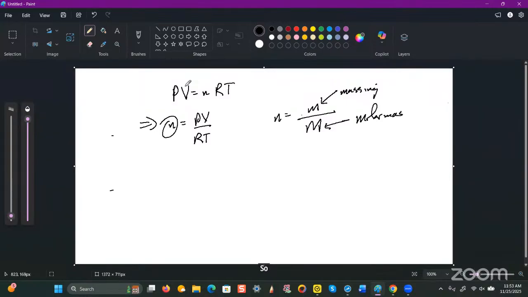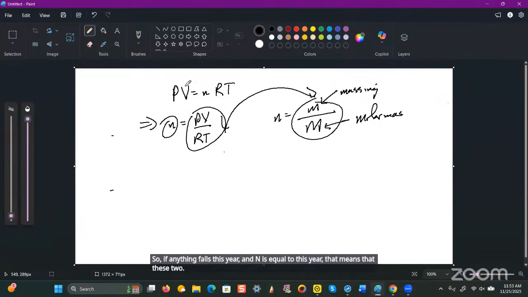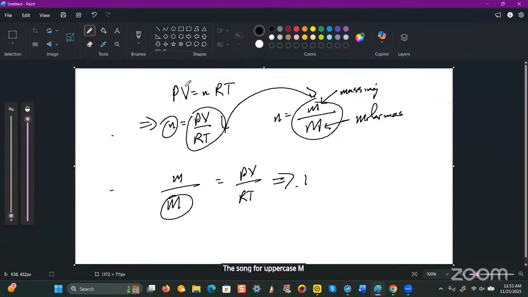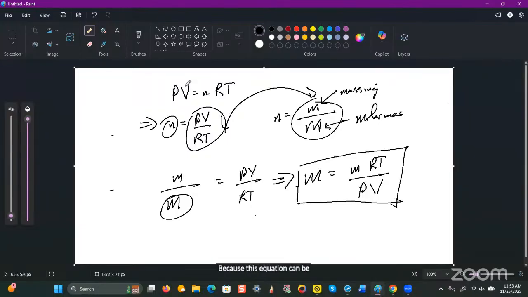So if n is equal to this and n is equal to this, that means these two are equal to each other. We can set this equal to this, and you end up with lowercase m over uppercase M is equal to PV over RT. To solve for uppercase M, that would be equal to lowercase m times RT over P times V. And this equation is very useful because it can be used to determine the molar mass of a gas.